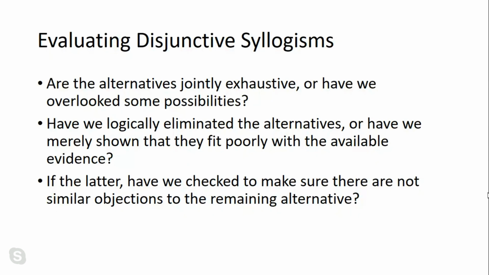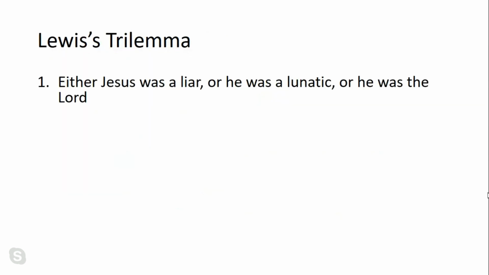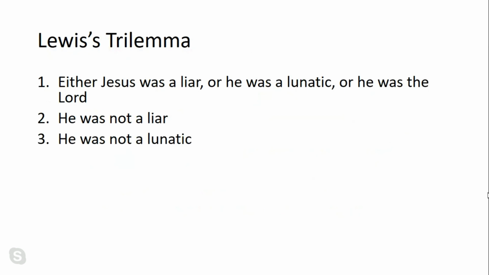So here's an example of an argument that's very famously got this structure. It's Lewis's trilemma. Either Jesus was a liar, or he was a lunatic, or he was the Lord. He was not a liar. He was not a lunatic. Therefore, he was the Lord. That's got a tight structure deductively, but all those questions about evaluation that we asked, we have to bring back in. I don't propose here to do that.